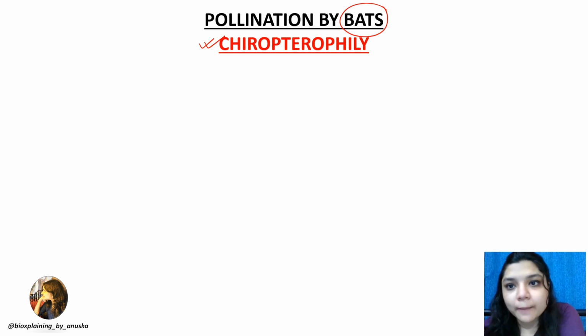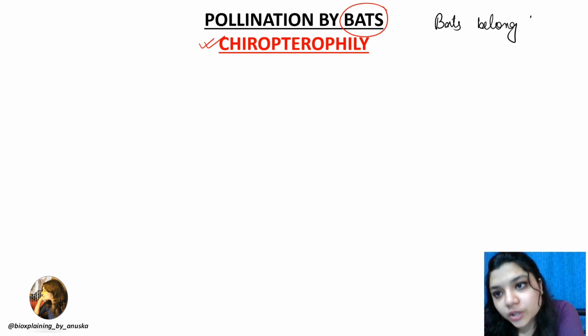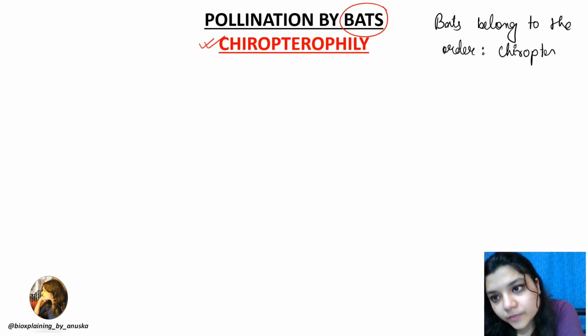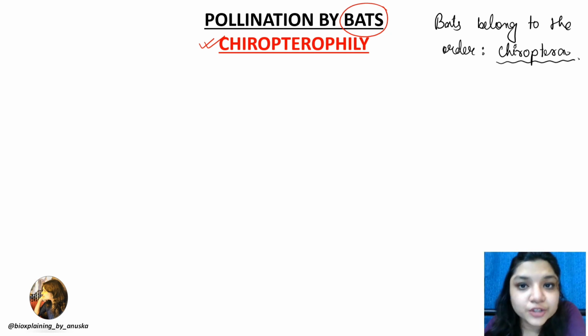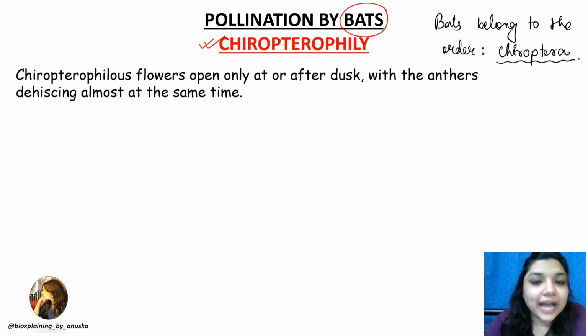From where does this name come? So bats belong to the order Chiroptera. Okay, so since bats belong to the order Chiroptera, this kind of pollination by bats is known as Chiropterophily. Now, what are the characteristics of these Chiropterous flowers? So, Chiropterophilous flowers, they open only at or after dusk. So, this is very obvious. Why? Because bats come out only after dusk, right?